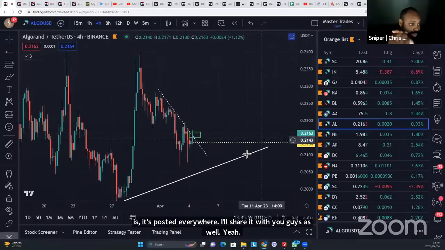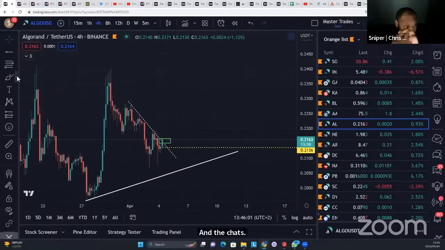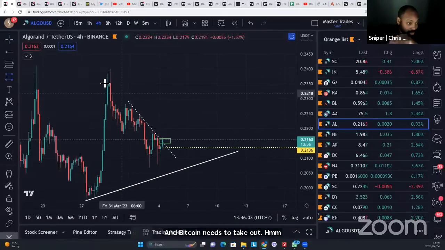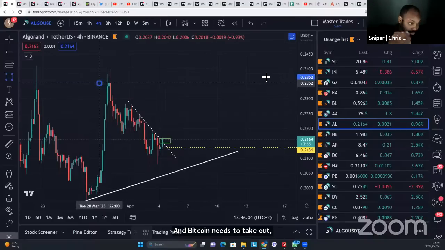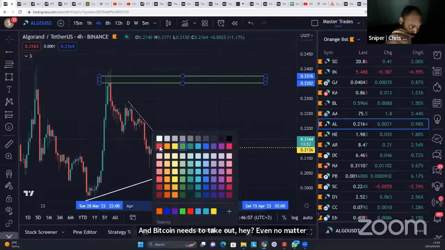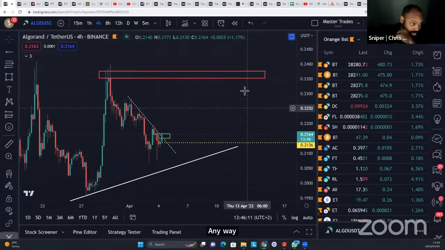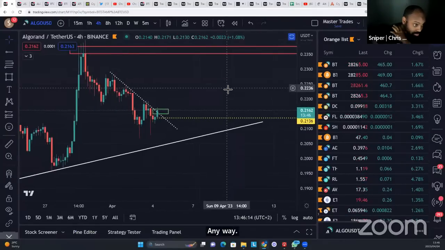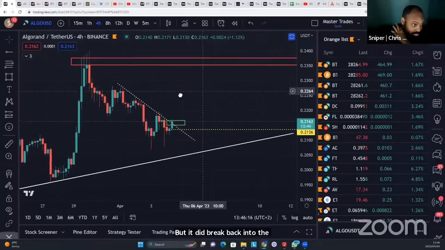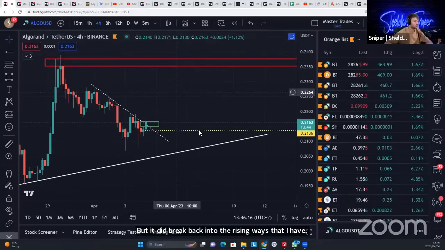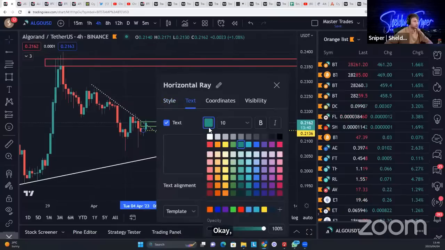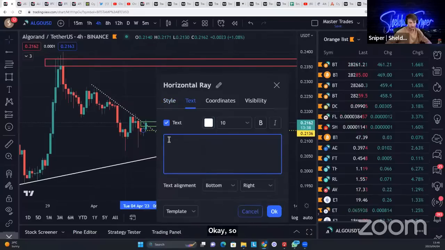And Bitcoin needs to take out, no matter what's going on, those highs before it goes down anyway. But it did break back into the rising wedge that I have. Okay, so amazing. Let's put this in here. Stop loss.